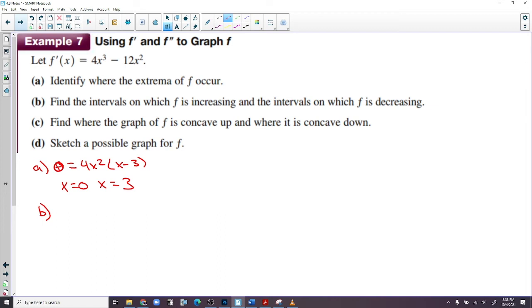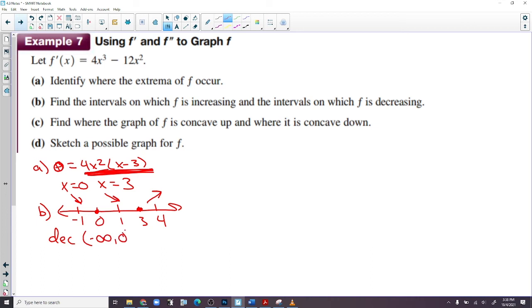B, find the intervals on which f is increasing and intervals on which f is decreasing. So let's throw those values on a number line, 0 and 3. If I plug negative 1 into the derivative, we get negative. Plugging 1 into the derivative is also negative. And if we plug 4 into the derivative, 4 minus 3 is positive, so positive. So decreasing on negative infinity to 0 and 0 to 3, and increasing on 3 to infinity.